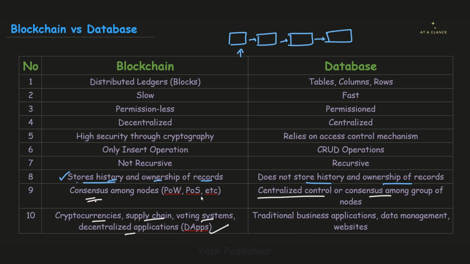If you guys know some more use cases, then you can surely put them in the comment section. Now, the use case of databases is that it is commonly used in traditional business applications, data management, as well as in websites, so that the information of the users who are a part of that particular application or website can be stored in that particular database. So this is the use case difference between blockchain and database.